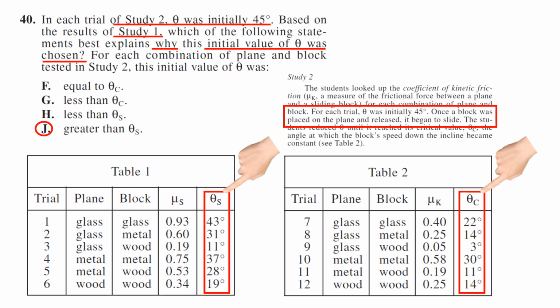We could eliminate for sure, even if you didn't rationalize your way into that answer. You can eliminate F because you know they're not equal. And you know it's not less than C. So the initial value would have been greater than S.